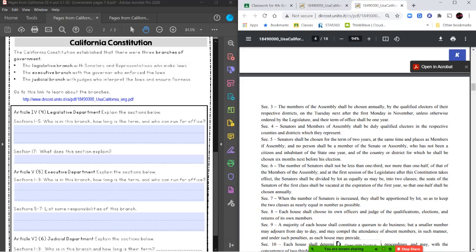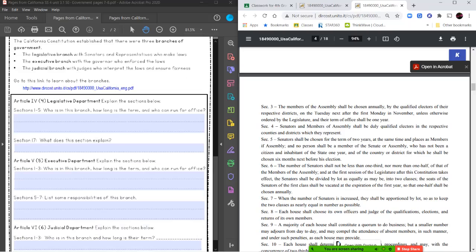Now we're going to go down to section 17. We're still in Article 4. We're going to go down to section 17 and think about what this section explains.